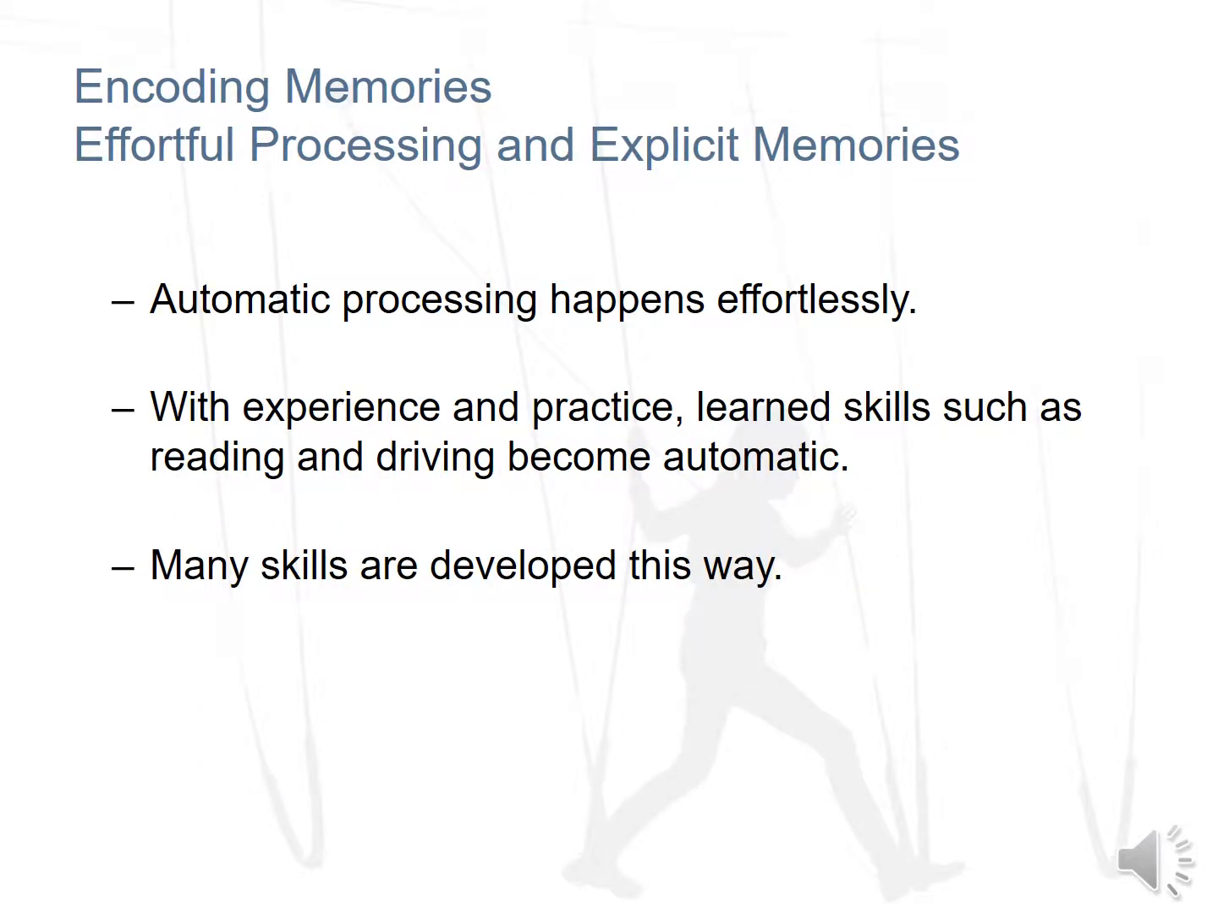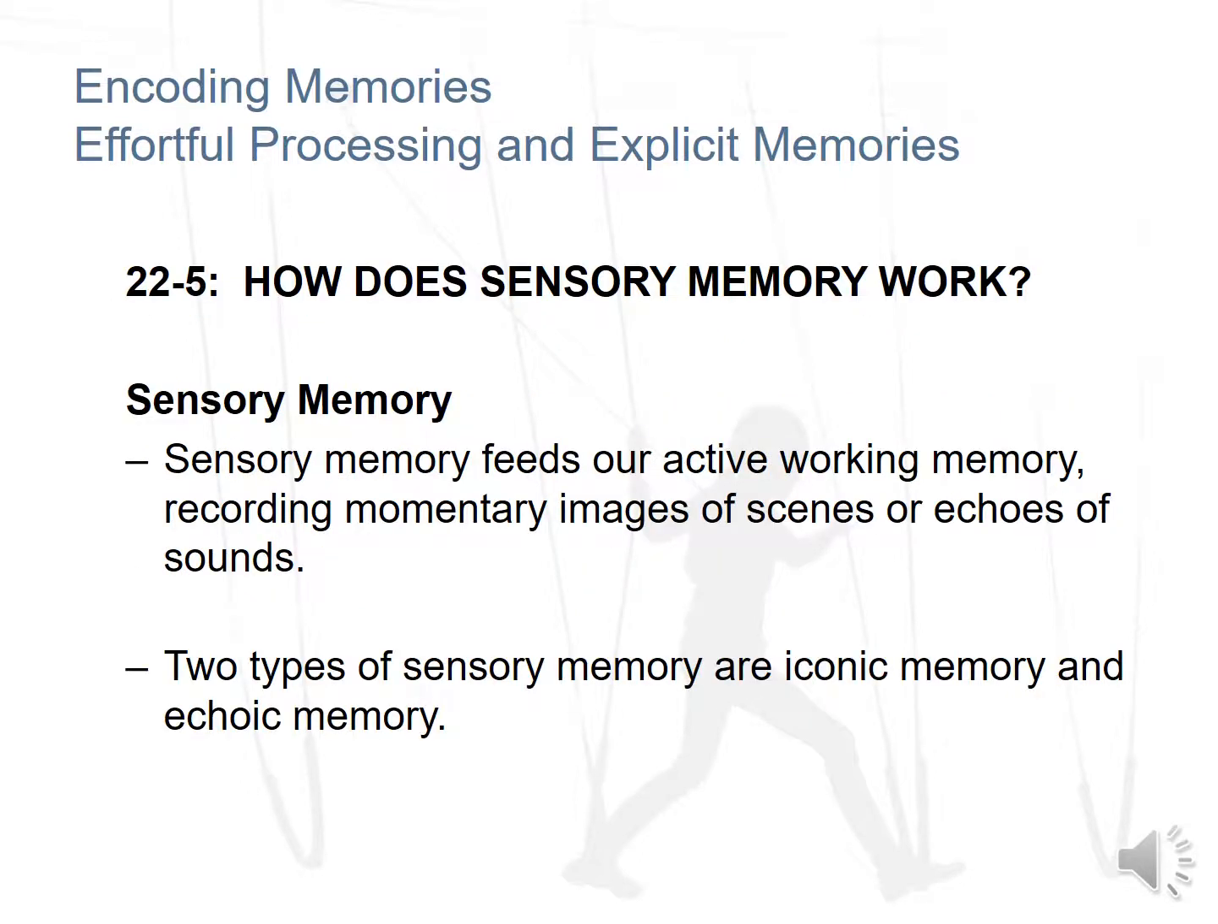Automatic processing happens effortlessly. With experience and practice, learned skills such as reading and driving become automatic. Many skills are developed this way. How does our sensory memory work? Sensory memory feeds our active working memory, recording momentary images of scenes or echoes of sounds. Two types of sensory memory are iconic memory and echoic memory.